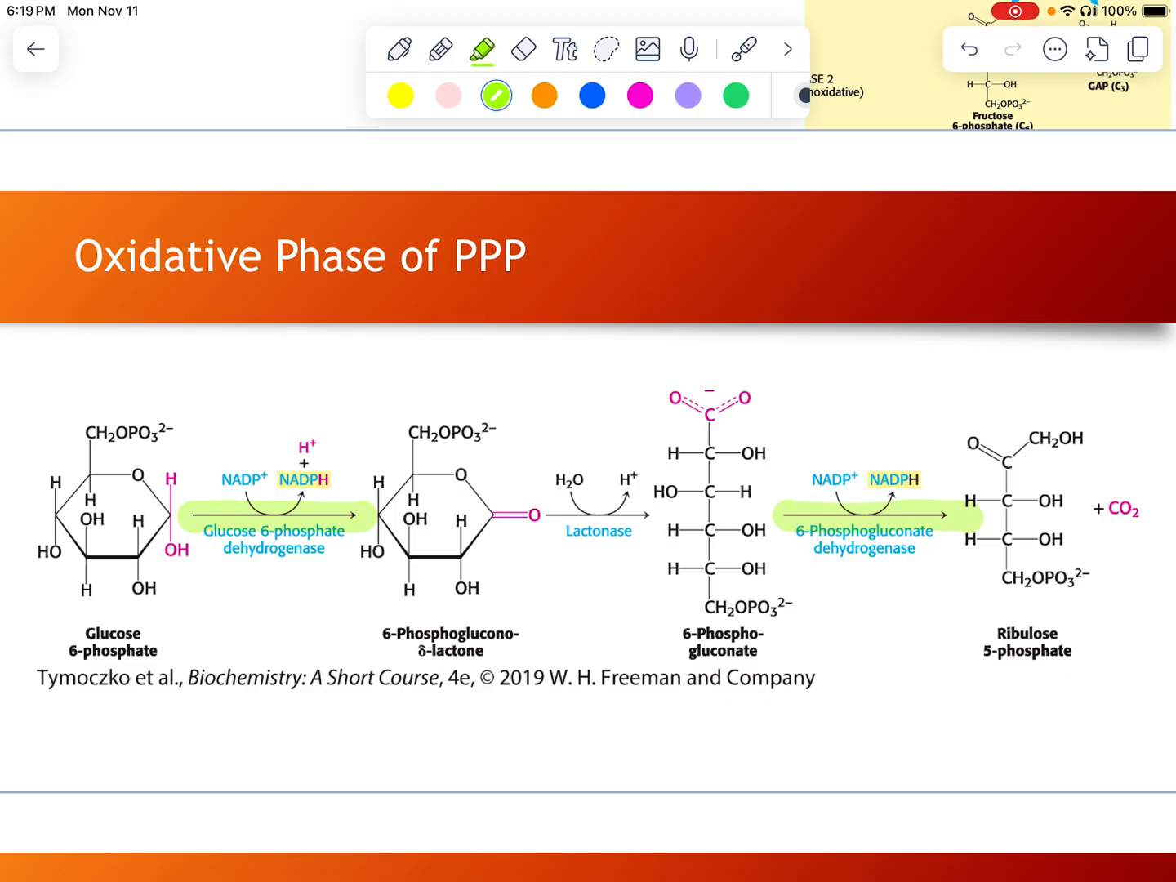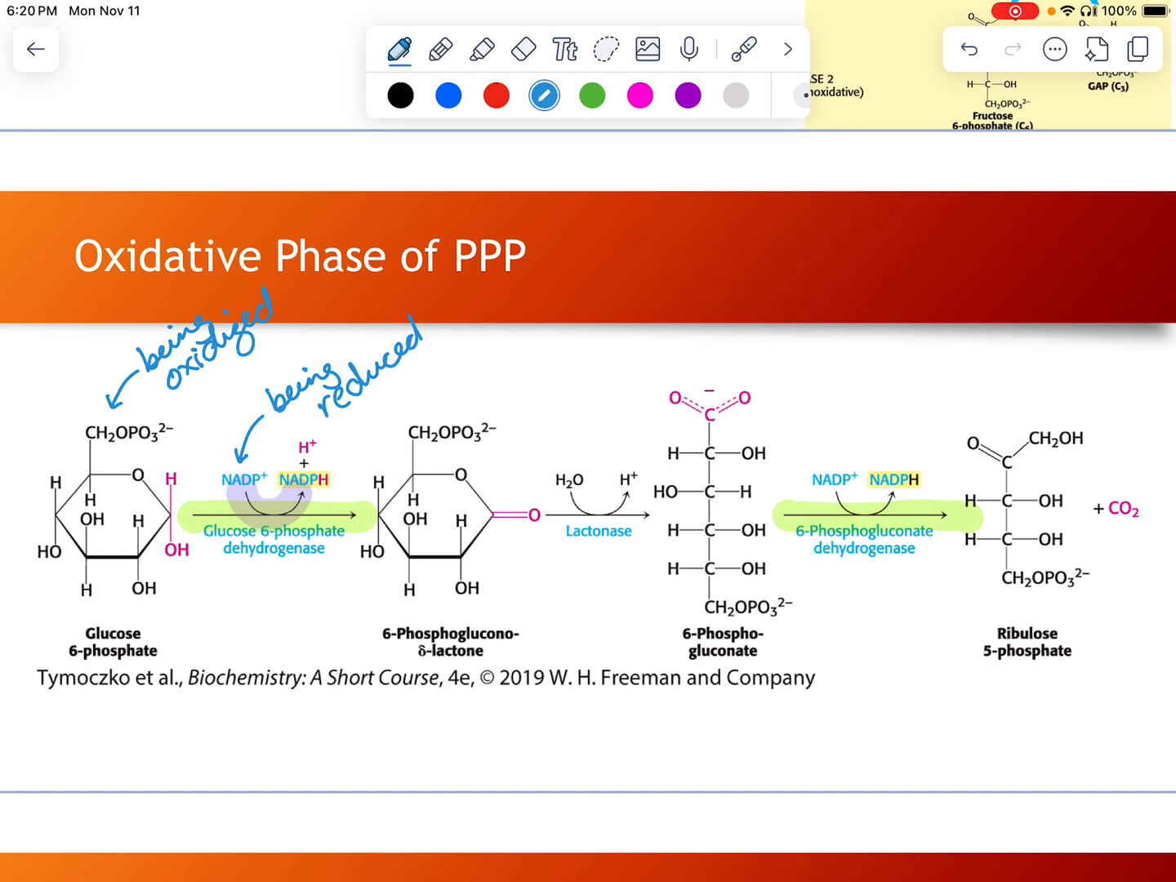All right, so we are oxidizing the glucose 6-phosphate, and we can see that the NADP goes to NADPH. It's gaining, it's picking up those electrons. Okay, so it's being reduced. So this is being reduced. This is being oxidized. Okay, it's losing electrons.